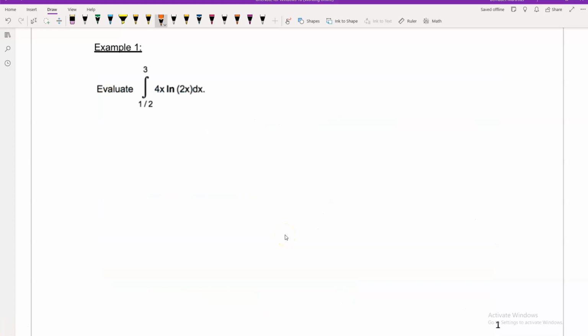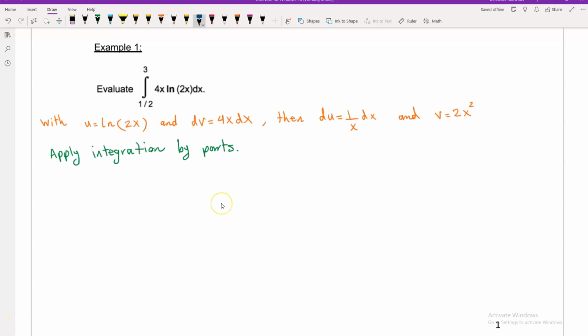Example 1: evaluate the integral from 1/2 to 3 of 4x times ln of 2x dx. So what we have here on this part, u is equal to ln 2x, so this part is u, and dv is 4x times dx. Then based on what we have here, du is equal to 1/x times dx.